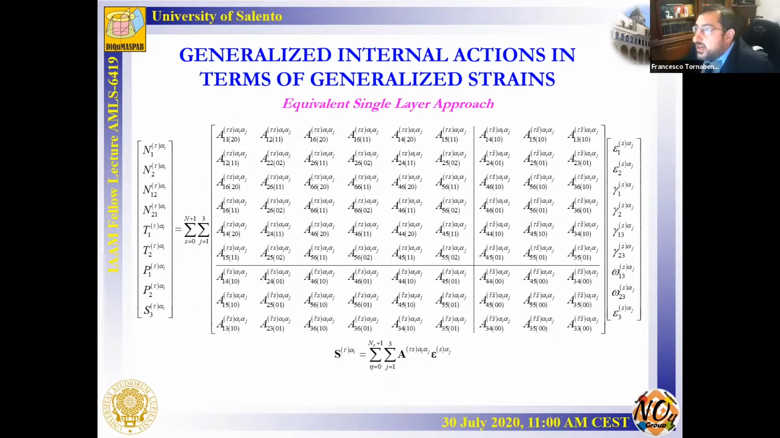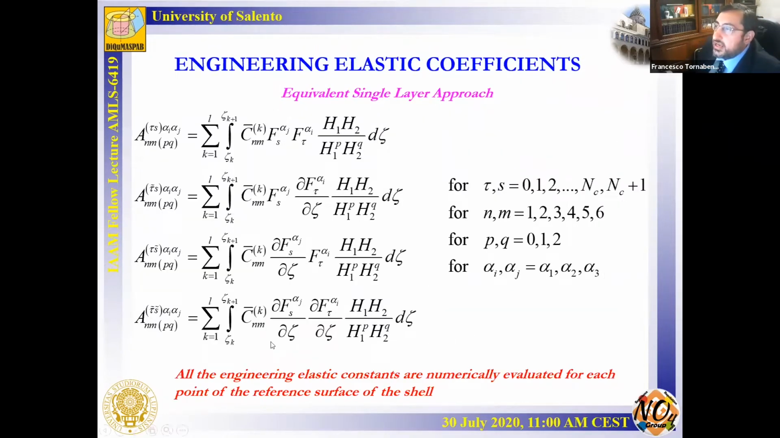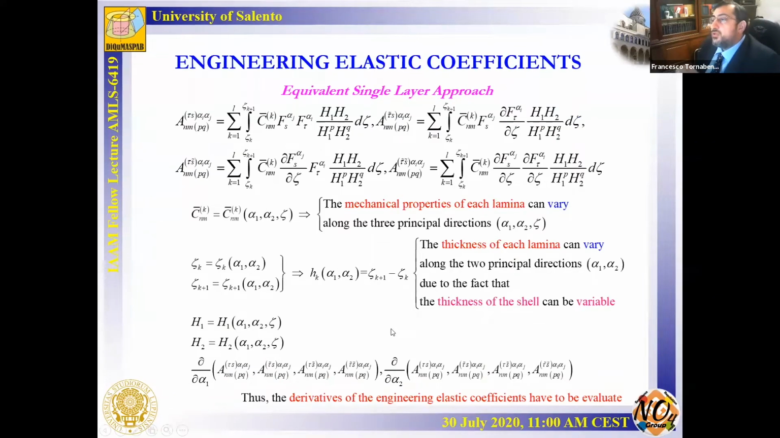Now we have to introduce the constitutive equation and the classical transformation of the material coefficients to define the generalized internal actions in terms of generalized strain, and we have to define the engineering elastic constants reported in the slide, which we evaluate numerically for each point of the reference surface. But I want to highlight a particularly important aspect of this approach: using it, we can consider that the mechanical properties of each laminate can vary along the three principal directions.